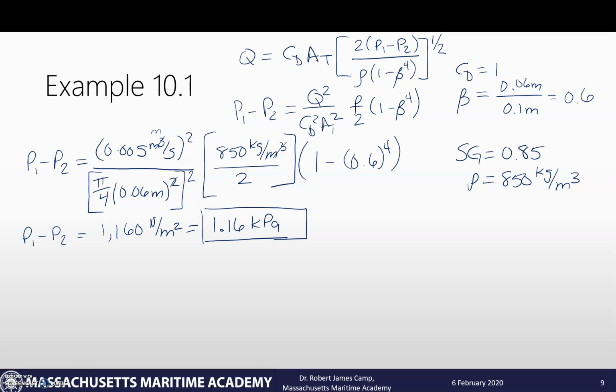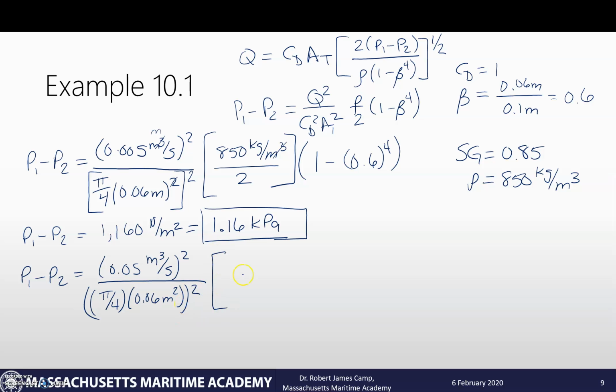Now let's look at the second flow rate. That flow rate's 10 times faster. So P1 minus P2 is going to be equal to 0.05 cubic meters per second, squared, divided by pi over 4 times 0.06 meters, and then we're going to square that, times 850 kilograms per cubic meter divided by 2.